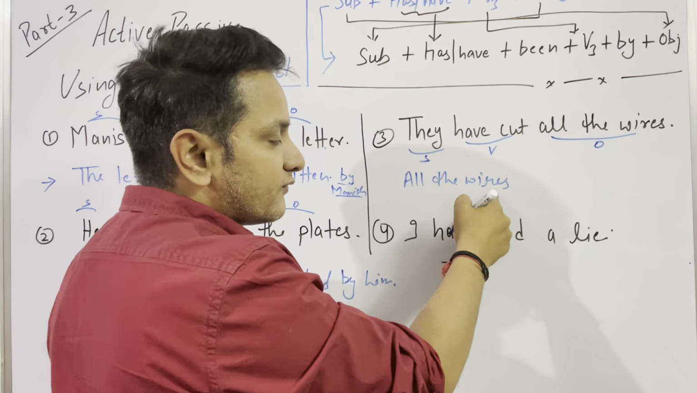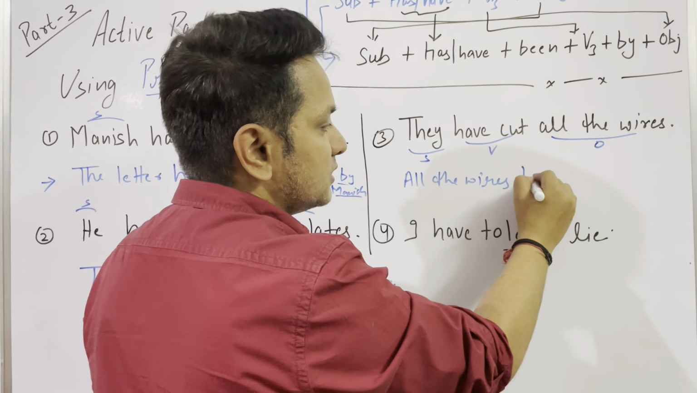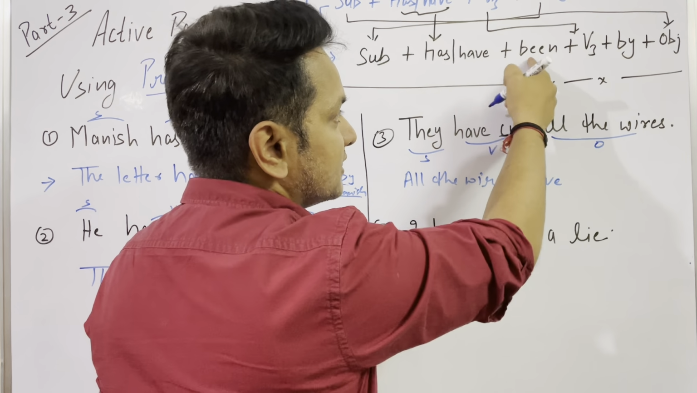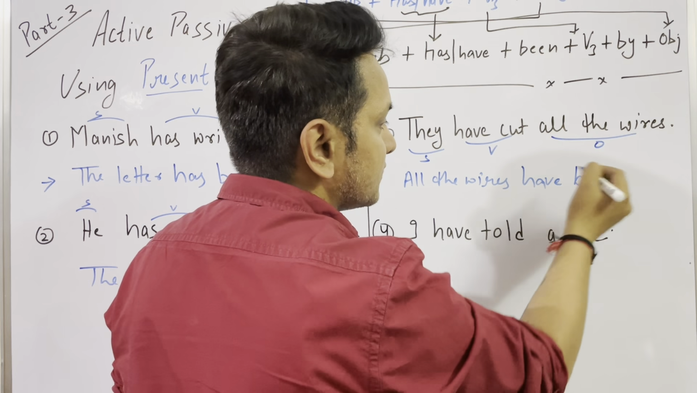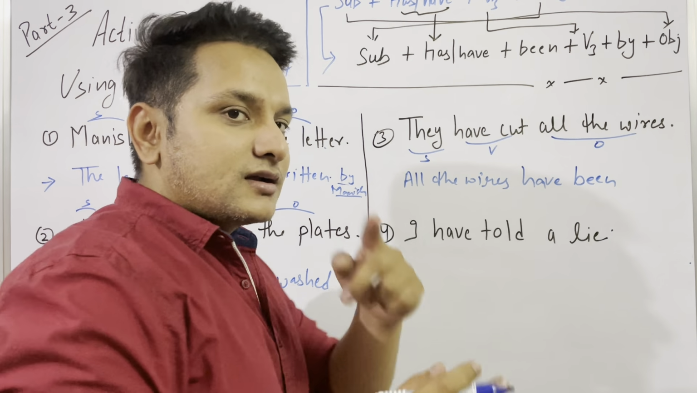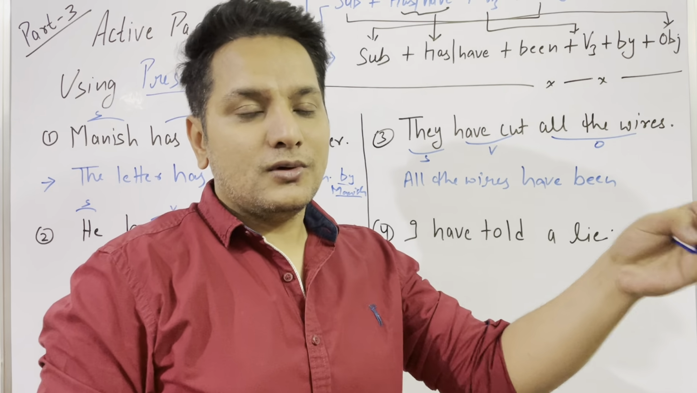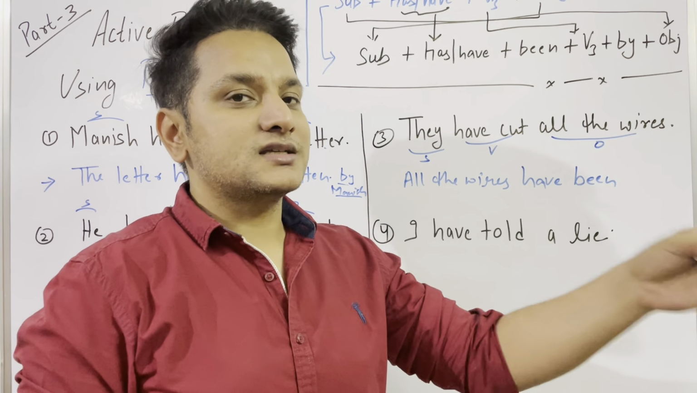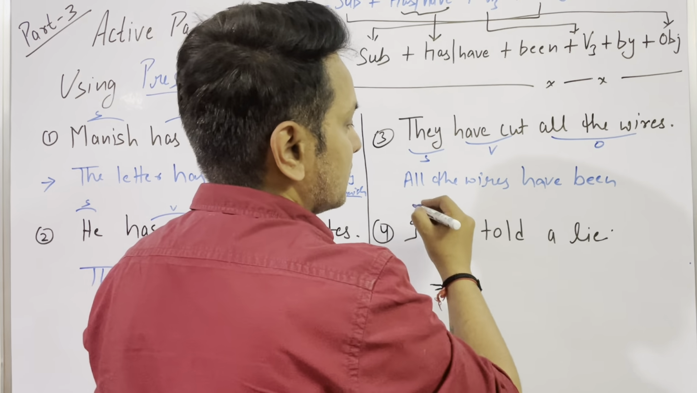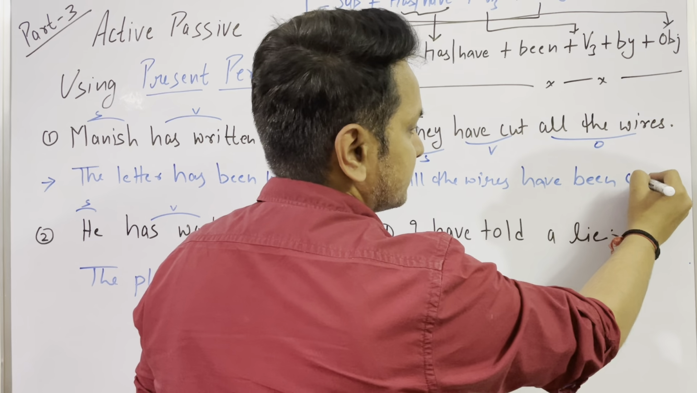Now this is a plural form, so we'll be using have. All the wires have, then been, and the third form. Just remember, cut, cut, cut. All the forms are the same. V1, V2, V3 are the same for cut. All the wires have been cut.